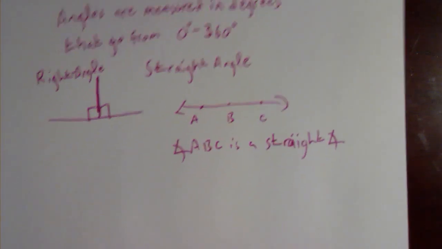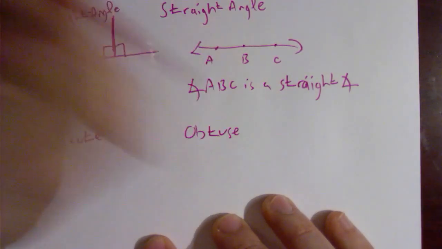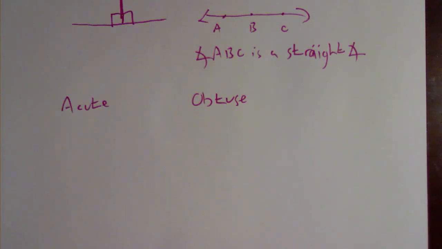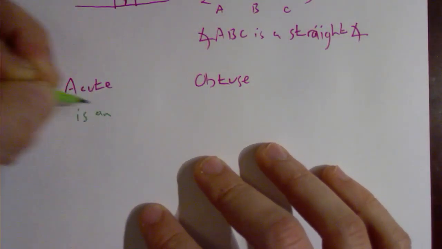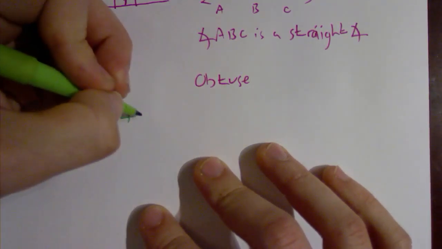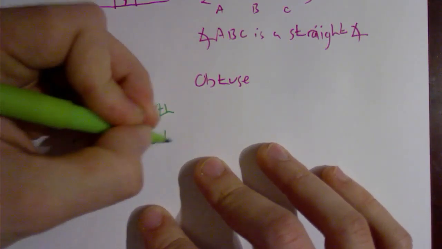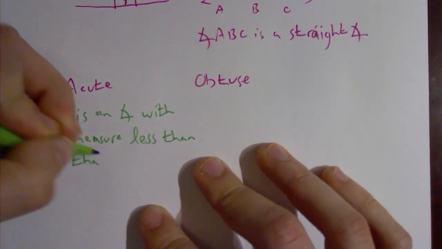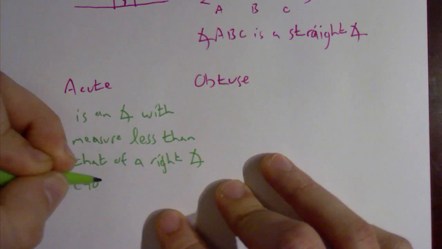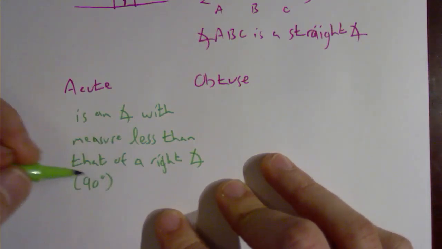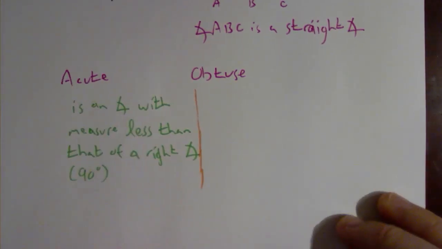Next, we have two new types of angles that are called acute and obtuse angles. An acute angle is an angle with measure less than that of a right angle, which is 90 degrees. So you're an acute angle if you measure less than a right angle, which means that if you have less than a 90-degree measure. You are an obtuse angle if you are greater than 90 degrees, if you're greater than a right angle.